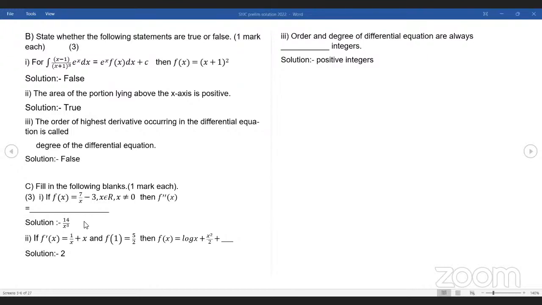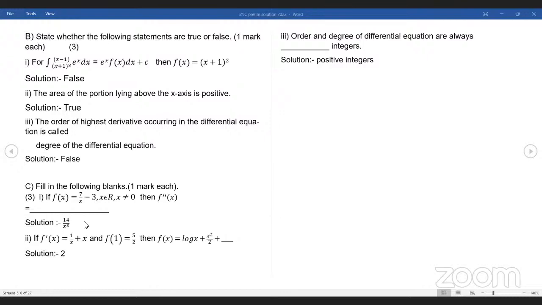Next question, f dash x equal to 1 upon x plus x and f of 1 equal to 5 by 2. Then f of x equal to log x plus x square upon 2 plus dash dash. So here the answer is 2. So you write directly 2 or write calculation and afterwards write your solution. It is equal to 2.